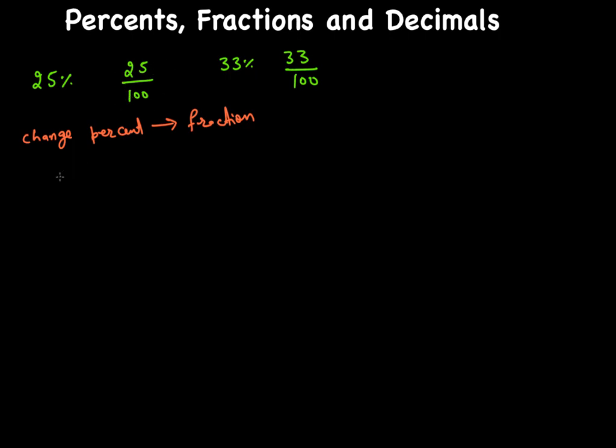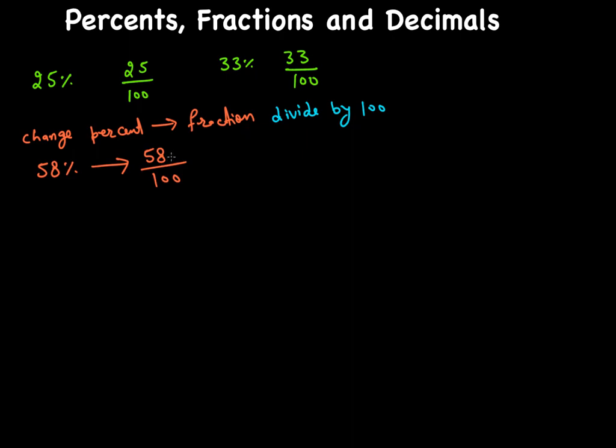we basically divide this number by 100 and we got our fraction. So let's say somebody said change 58% into a fraction. What we're gonna do, we're gonna write 58 and divide it by 100. Now this is a fraction, right? So we changed the percent into a fraction by just dividing by 100. So you basically divide by 100 when you are changing percent to fraction.